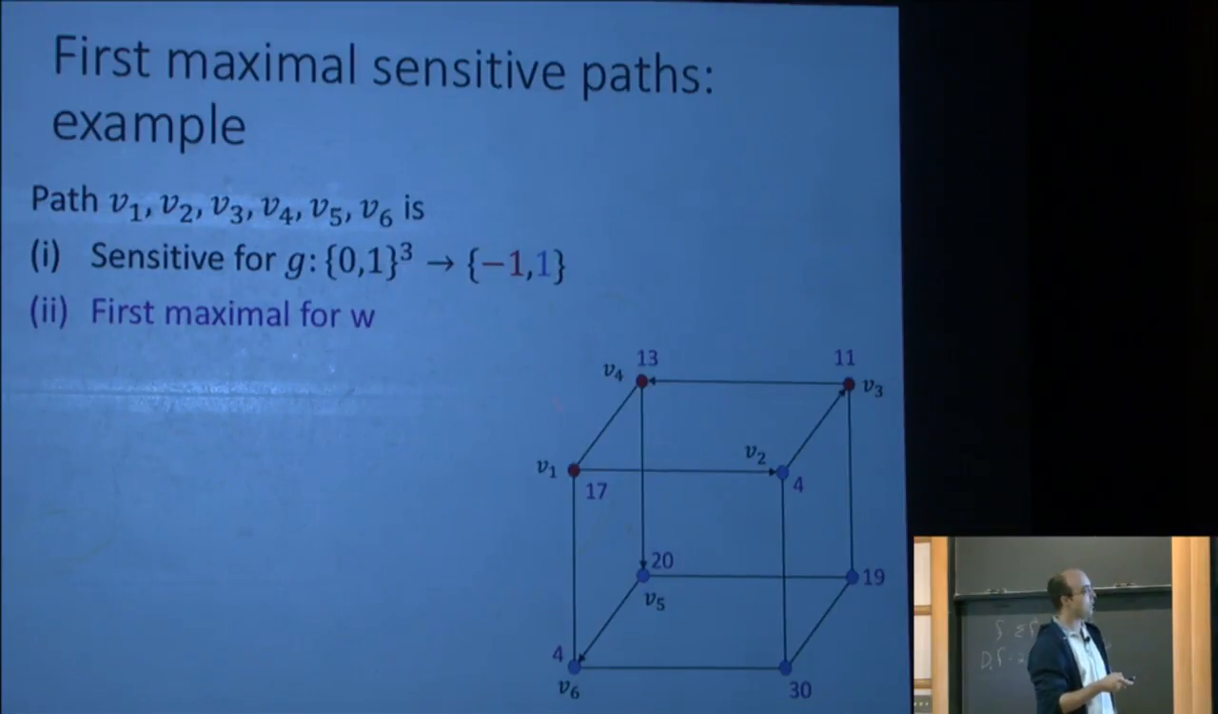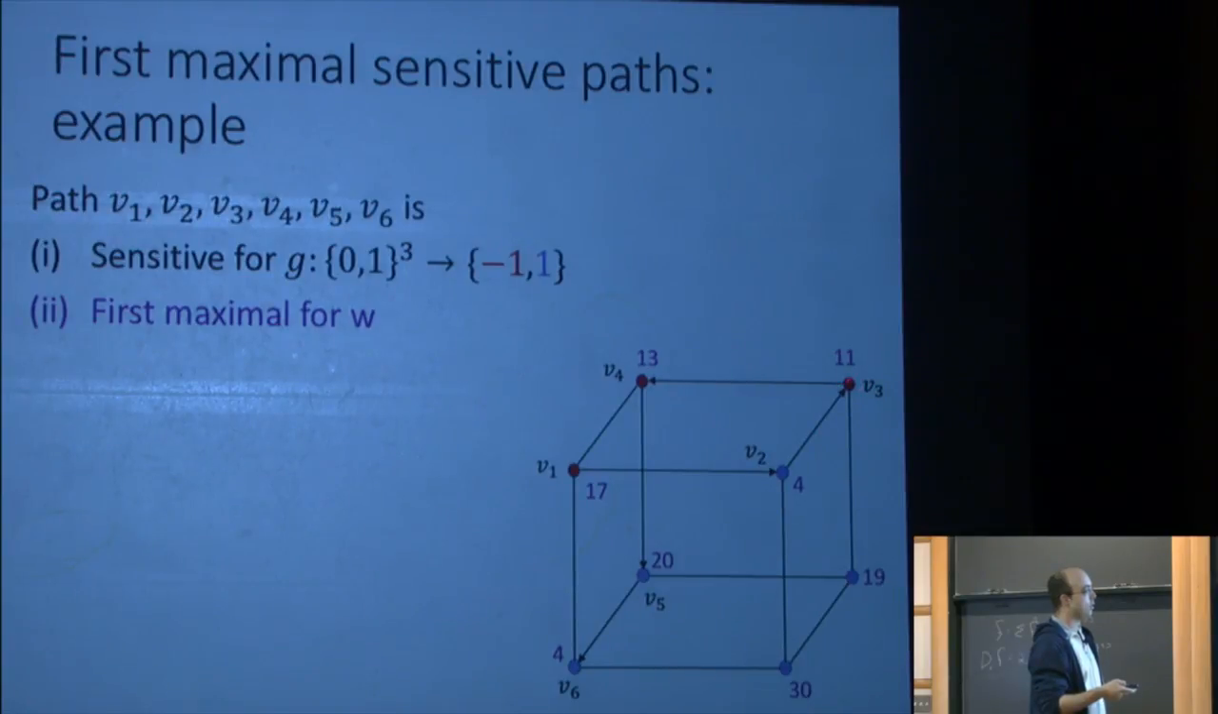Let me just clarify the definition. In fact, this was the picture that appeared first on the title slide, so now you have all the details of it. We have a path in the cube, and it's sensitive for this function g as before. But now for every node, I assign some arbitrary weight in some arbitrary way. I claim this is also sensitive for this weight. Why? Let's see. The first node here, the first sensitive node, has weight 17. This one is sensitive, it's 4.